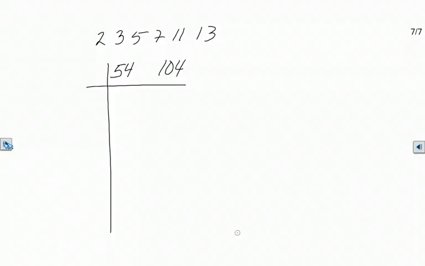So what goes into both of these? 2. And that gives you 27 and 52. Now at this point, the real math stops because 3 won't go into 52, and 2 won't go into 27. So that's your greatest common divisor. For the least common multiple, we have to keep going until we get all 1s on the bottom. So take your pick, 27 or 52.